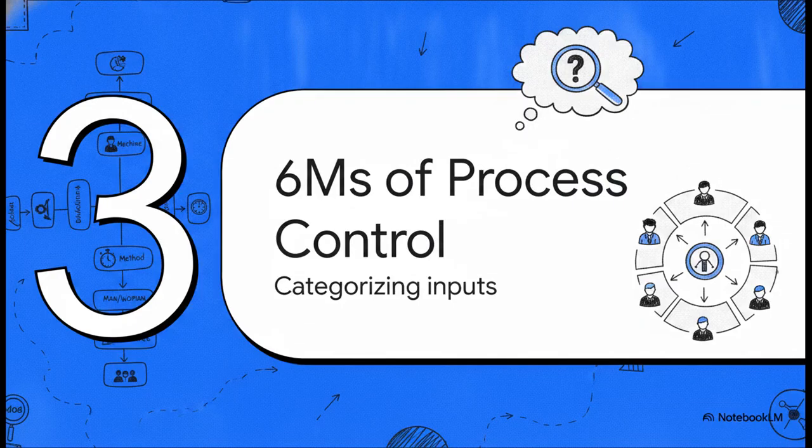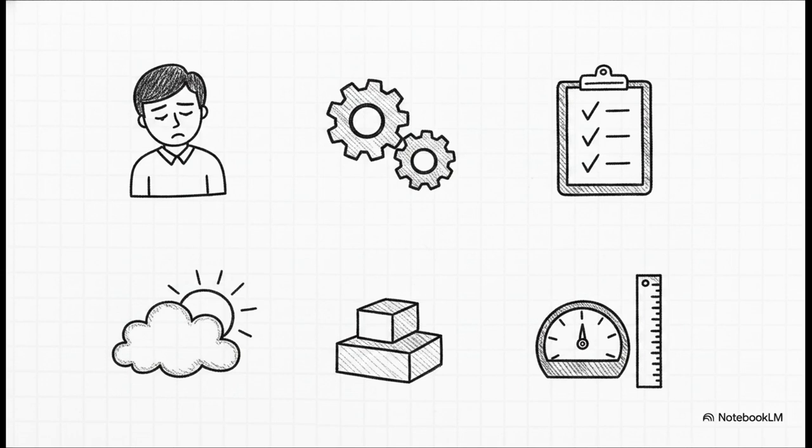Okay, Section 3, the 6 M's of process control, categorizing our inputs. So, you might be wondering, how do we actually decide what categories go on those bones in the first place? Well, this is how we ensure we don't accidentally skip a potential source of failure. The classic categories, these originally come from manufacturing, are known as the 6 M's. First, we've got man, which is really just people and human variation. Think of a worker who's exhausted or maybe got completely different training than someone else.